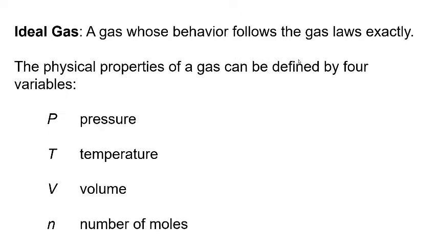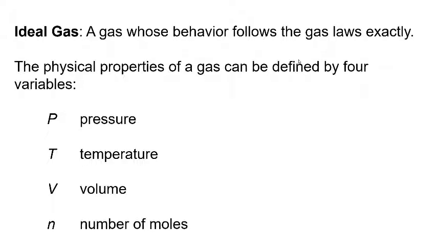Okay, next. When we're discussing gases, we have two sort of considerations for the behavior of gases: an ideal gas and what we call a quote unquote real gas. So an ideal gas is a gas whose behavior follows the predefined gas laws exactly. Whereas a real gas is a gas that slightly varies from the predicted behavior of our predefined ideal gas laws.